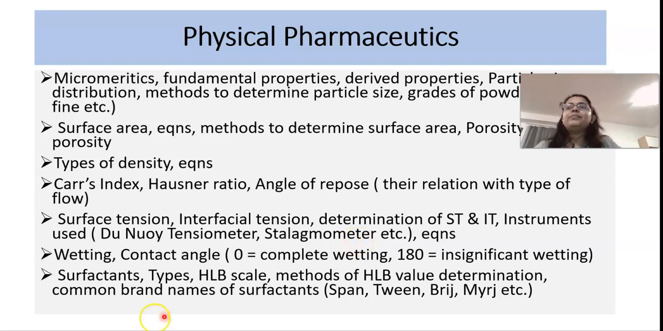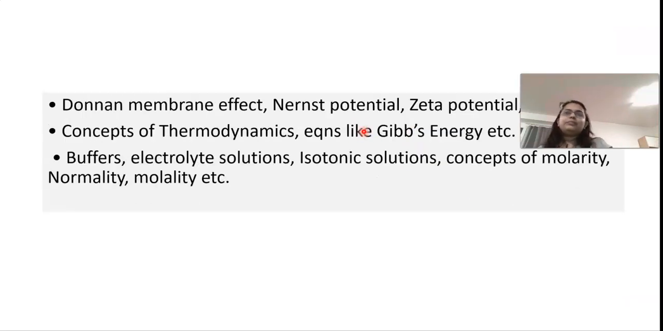You will get that. Then surfactants, types, HLB scale, methods of HLB value determination, then common brand names of surfactants: Span, Tween, Brij, Myrj. Mostly they will ask what is Span 20, what is Tween 20, Span 80, Tween 80. They can ask on Span and Tween. So you have to remember those, carboxymethyl cellulose or whatever, you have to remember.